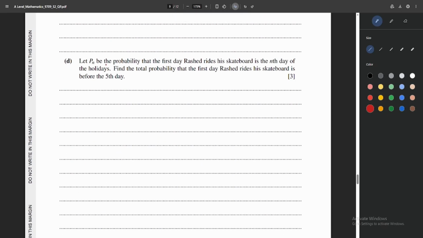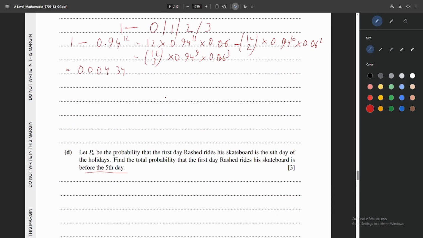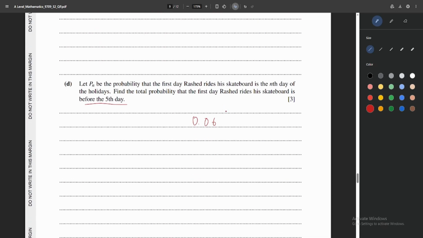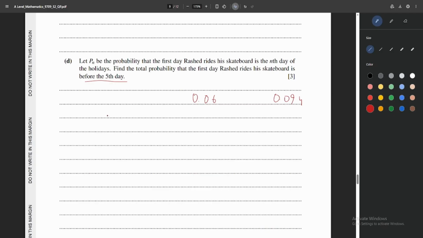In this question, let Pn be the probability that the first day Rashid rides his skateboard is on the nth day of the holidays. Find the total probability that the first day Rashid rides his skateboard is before the 5th day. This one is a geometric distribution, because it has a number of Bernoulli trials, and each trial doesn't affect the next because the probability resets every day. The probability of riding a skateboard is 0.06, just like the last question, and the probability of him not riding is 0.94.